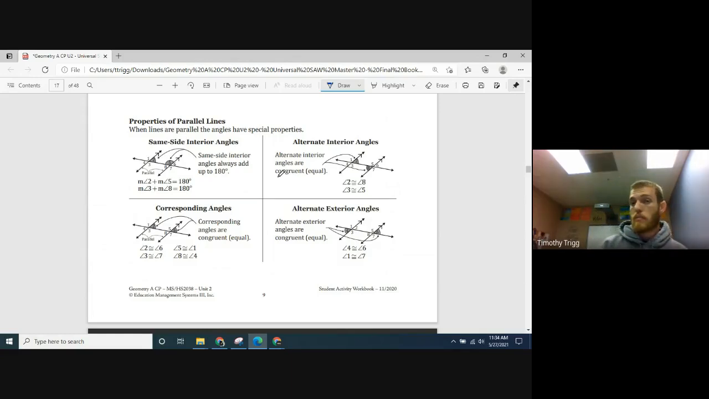Congruent shapes are just shapes that are identical, right? So you could imagine two squares that are exactly the same or two triangles that are exactly the same. Those are what we'd call congruent.